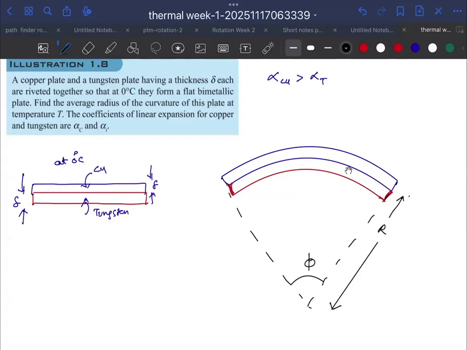Now try to identify that in this case, the length of the copper plate is different and the length of the tungsten plate is different. So we will consider that the length of the copper plate is the utmost outer part of the arc. And what is that? R plus delta by 2, because you said the thickness is delta.